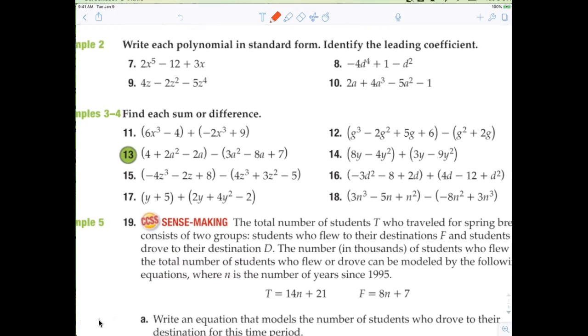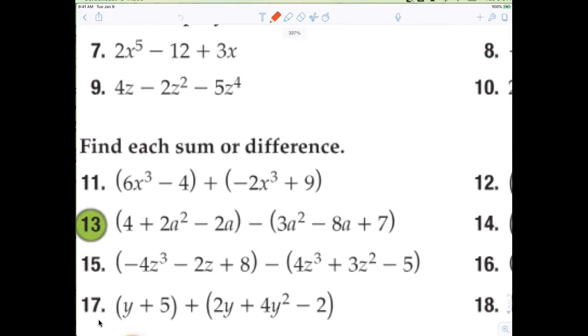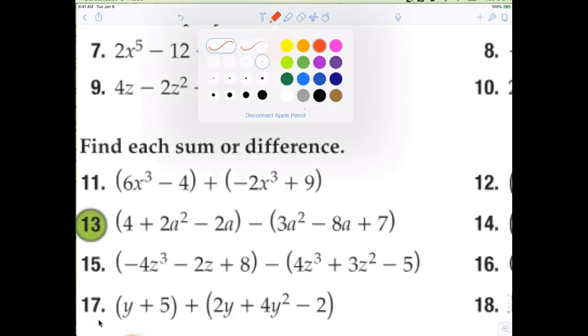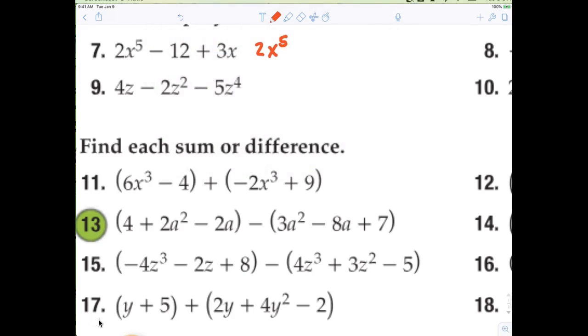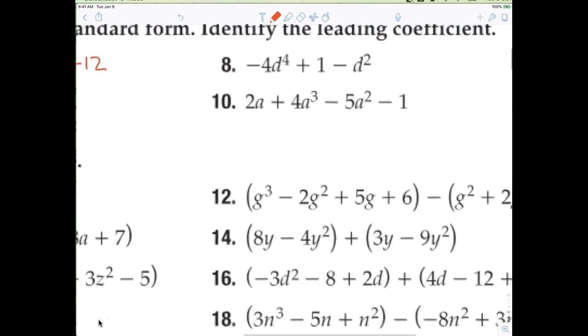If I were to write that in standard form, we would just rewrite it as 2x to the 5th plus 3x minus 12. Everybody agree with that? That's very simple. You're just rearranging the order, largest exponent all the way down to the smallest exponent. And the last thing you add on is the constant. All right? So if we look at question number 8.